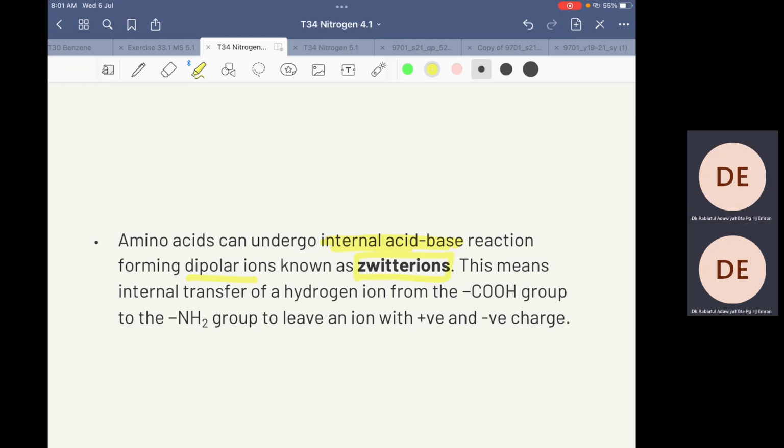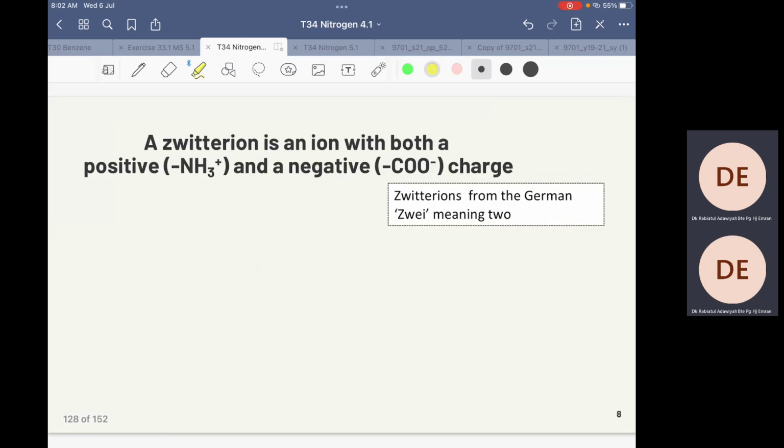This means an internal transfer of a hydrogen ion from the COOH group. That's the acid. Acids are proton donors, or H plus donors, to the NH2 group. Bases are proton acceptors, or H plus acceptors, to leave an ion with a positive and negative charge. Okay, so what do we mean by this?